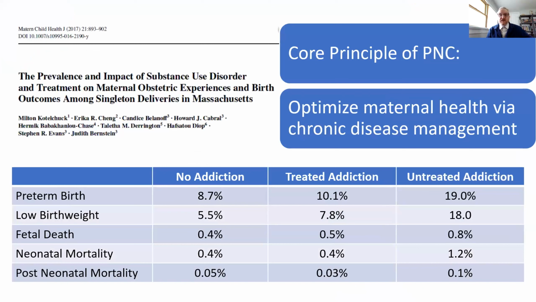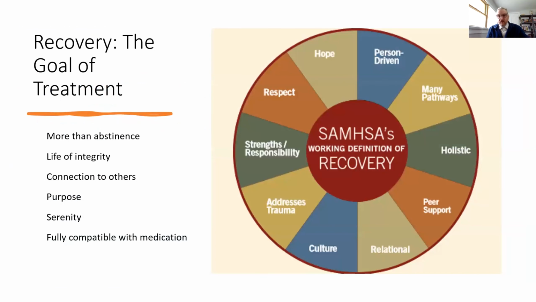And these are data from the state of Massachusetts that demonstrate the same thing that Loretta Finnegan demonstrated nearly 50 years ago. When we look at the population of people with untreated use disorder, that's where the burden of these outcomes is. And people with treated disease, again, look much more like people without any addiction. And so we know that treatment works and improves birth outcomes.